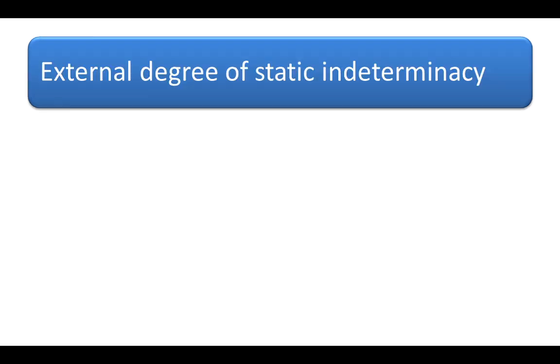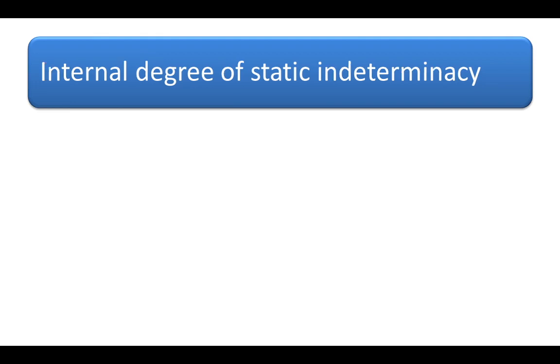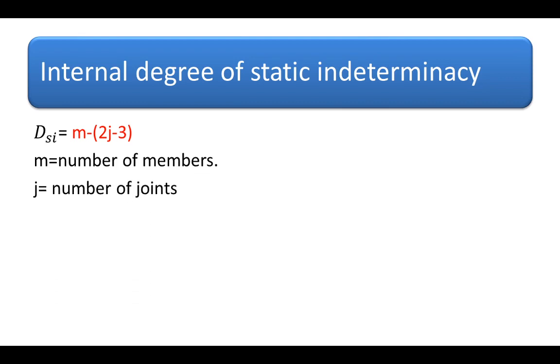Now, how to calculate this external degree of static indeterminacy? That DSE is equal to simply R minus 3. So what is here R? R is the number of reactions. Then the internal degree of indeterminacy, that is the DSI. The formula is M minus in bracket 2J minus 3. So what here? M is the number of members. What is J? J is the number of joints.